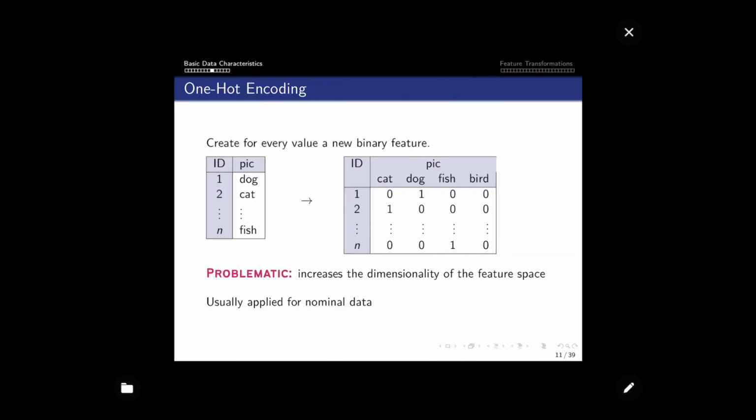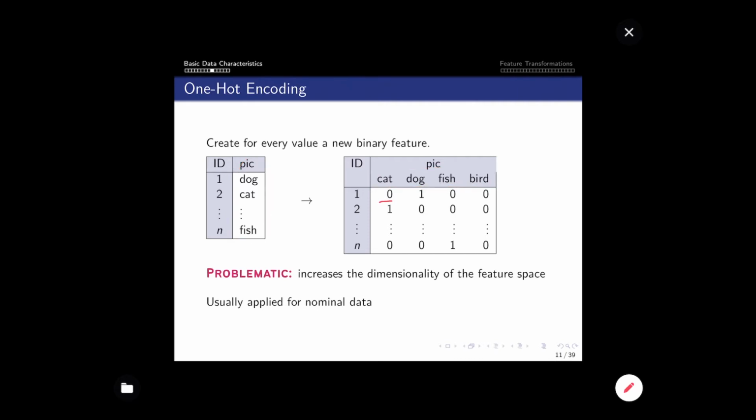Okay, the second encoding is the one-hot encoding. So usually it's used for nominal data. For every category in our nominal or ordinal data, we create a new feature. So let's say, for example, the pictures in our data set either depict a cat or dog or fish or bird. Then this one feature of the picture is now transformed into 4 features, one for each category.